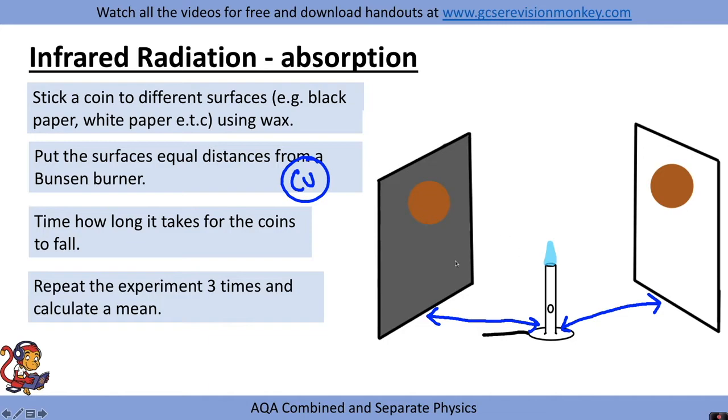So the materials that are better at absorbing infrared radiation, like matte black, it is not only a good emitter of radiation, but if you are a good emitter, you are also a good absorber. So this material should absorb the infrared radiation that's coming from the Bunsen burner a lot quicker, causing the wax to melt and the coin to drop quicker than, for example, a white surface.